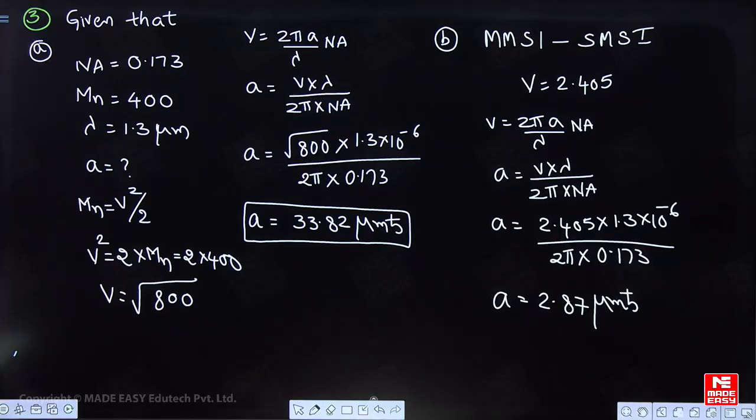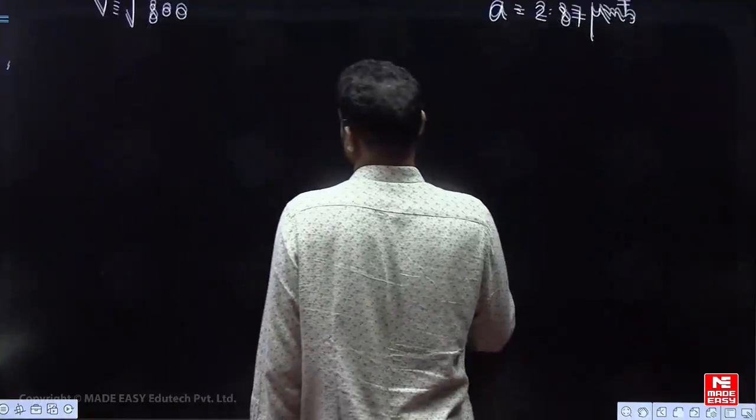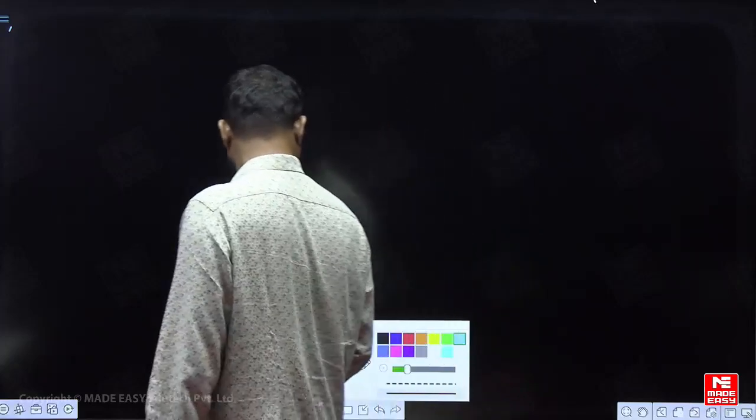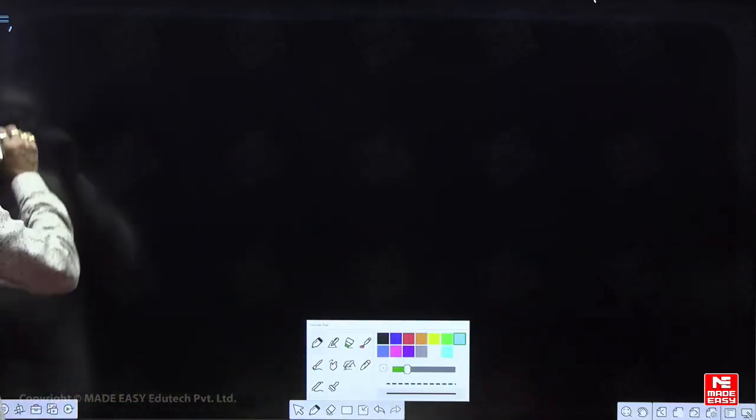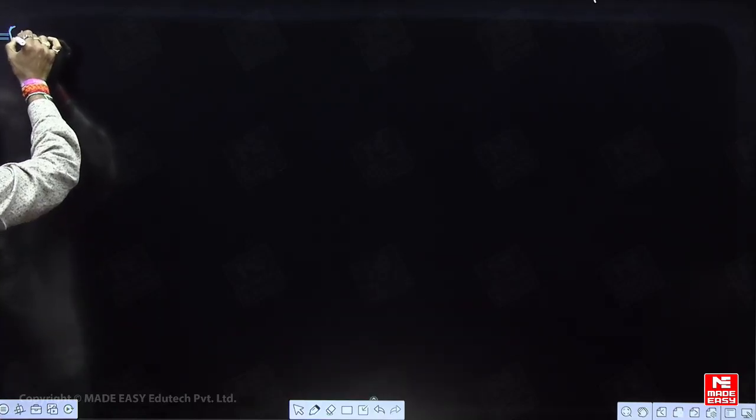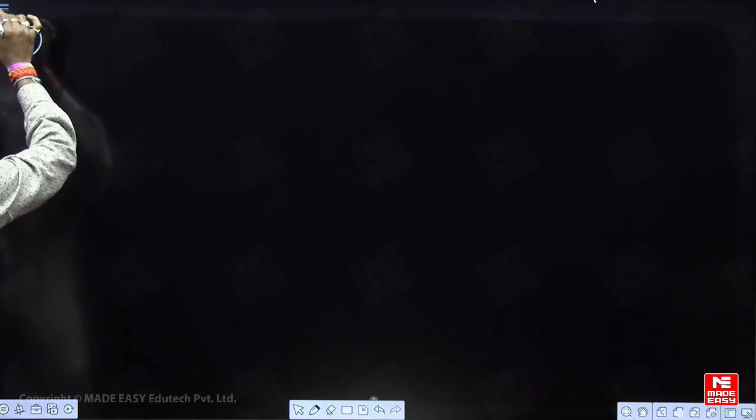So, what are the values we are having? Number of modes he was asking, that means Mn he was asking. Modes for step index fiber is specified with refractive index of core 1.41 and cladding 1.4. Please solve the question. We solve this question with another color. Here question number 4.